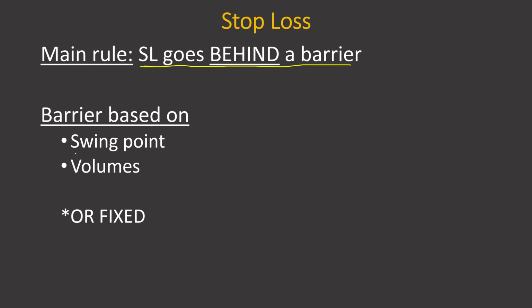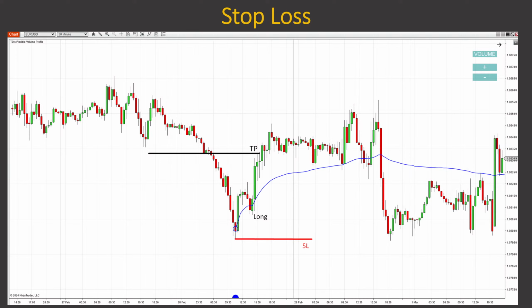Barrier is very often, at least in my case, a swing point or heavy volume zone. If there is no barrier in the close area where you want to place the stop loss, then you can use a fixed stop loss, which is, for example, 15 or 20 pips, depending on the trading instrument, depending on the volatility, all right? But only if you can't find any barrier. Let me show you a couple of examples.